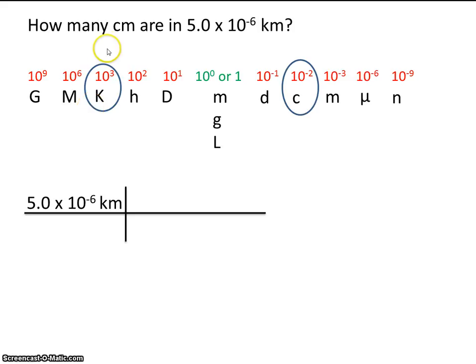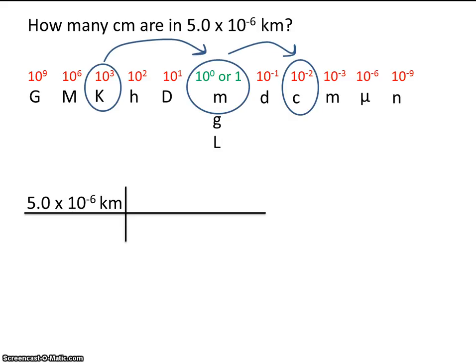Now it's possible to come up with a conversion factor that goes from kilometers to centimeters, and that's an acceptable approach. Some people like that method. What I've discovered is that it's easier for me to stop off at the base unit. I just find that I make fewer mistakes if I do it that way, and there's also less to memorize, and less mental math that has to take place. So I'm going to go from kilometers to meters, and then from meters to centimeters.